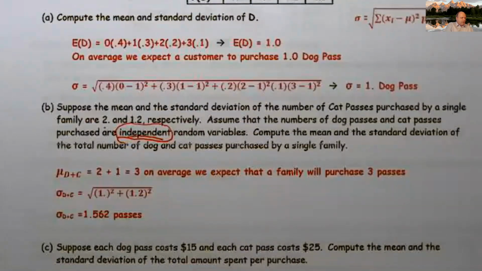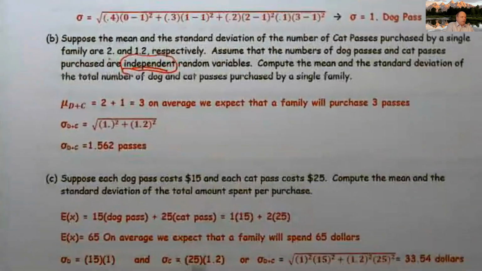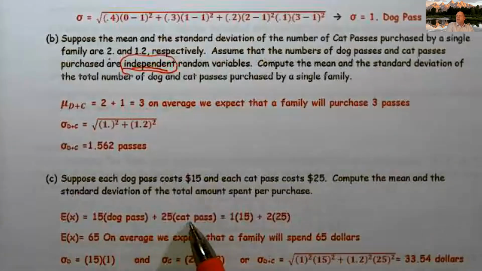Because for the mean, I expect him to buy one dog pass. Excuse me, I should slide that up. I expect him to get one dog pass, and I expect him to get 2 cat passes. All right? So 1 times $15, one dog pass times its price, plus 2 cat passes times its price of $25. So on average, we expect the family will spend $65 on their dog and cat purchases.